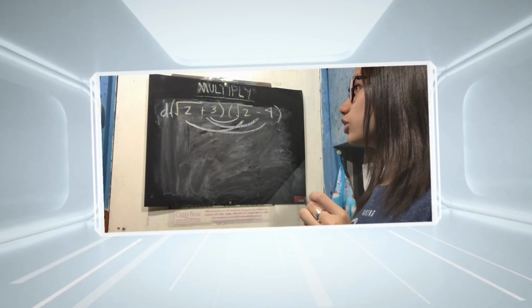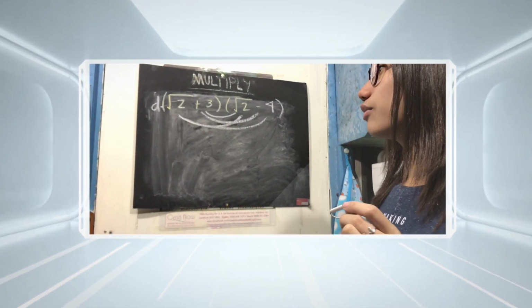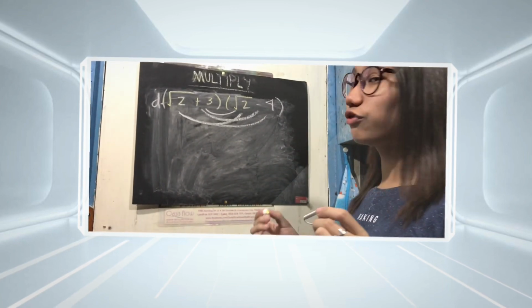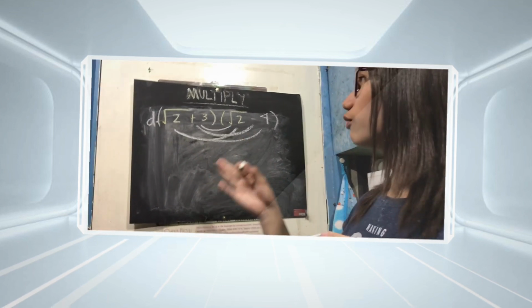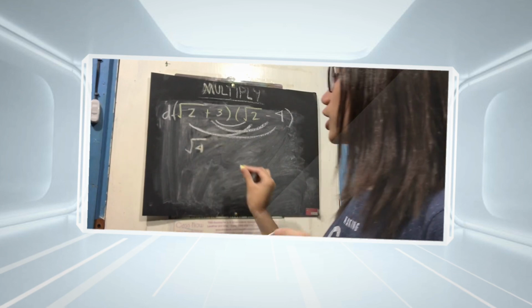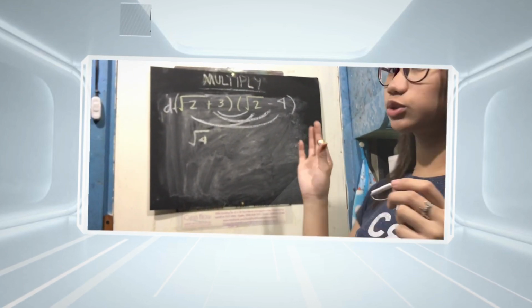Now, let's proceed to the last example of multiplication. In this given, we have the 2 binomials, square root of 2 plus 3 times square root of 2 minus 4. In this given, we need to apply the FOIL method. The first, we need to multiply square root of 2 times square root of 2. We have square root of 4. The second, or the outer, we need to multiply negative 4 times square root of 2.